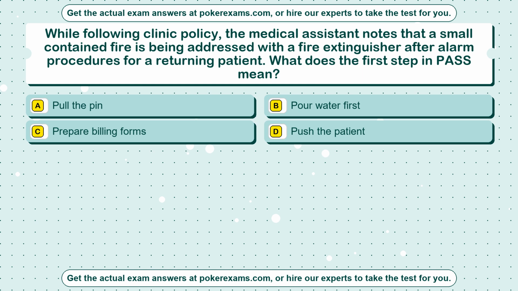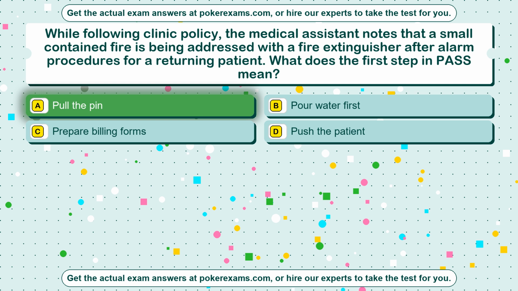Question 11. While following clinic policy, the medical assistant notes that a small contained fire is being addressed with a fire extinguisher after alarm procedures for a returning patient. What does the first step in PASS mean? Option A, pull the pin. Option B, pour water first. Option C, prepare billing forms. Option D, push the patient.